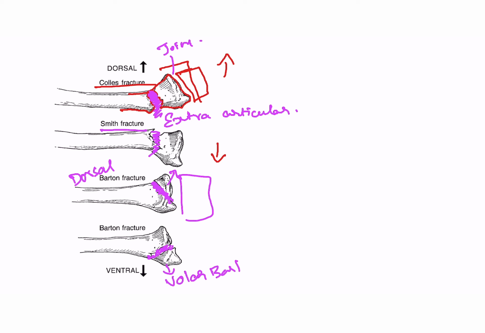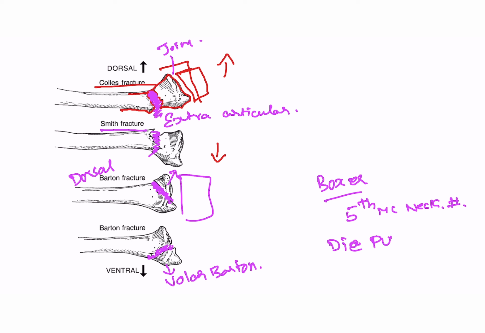So a dorsal Barton and volar Barton. What is a boxer fracture? Boxer fracture is basically not a distal radius fracture. Boxer fracture is actually a fifth metacarpal neck fracture. Is there any fracture related to boxing that can happen in the distal radius? Yes, we call that a die punch fracture.